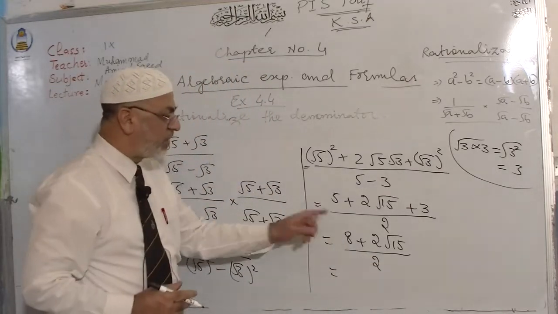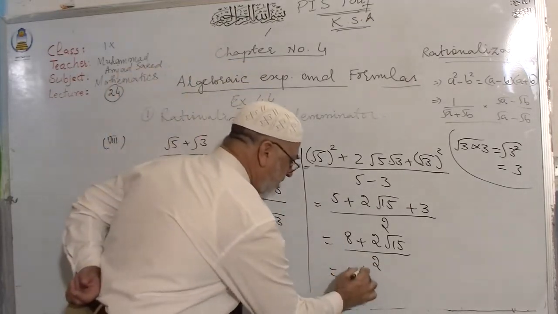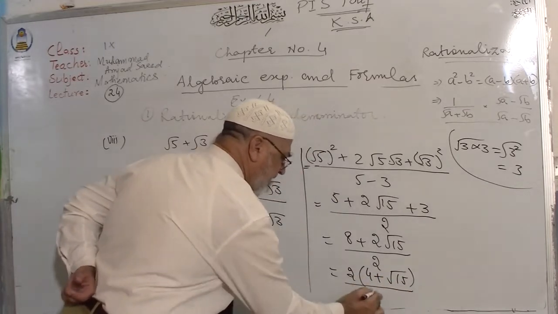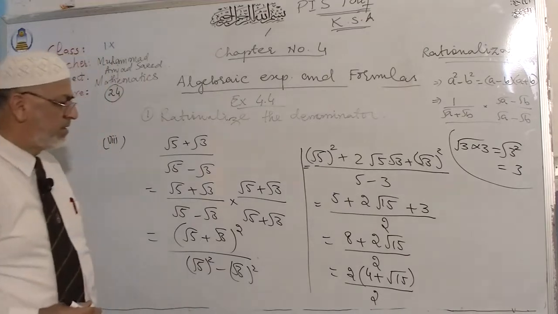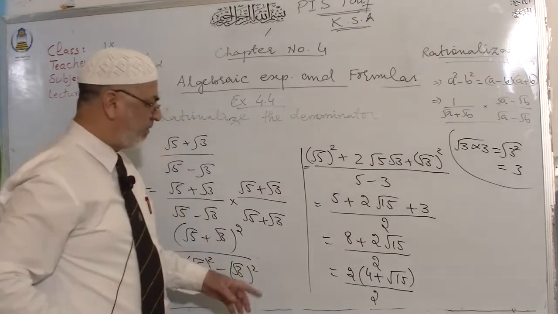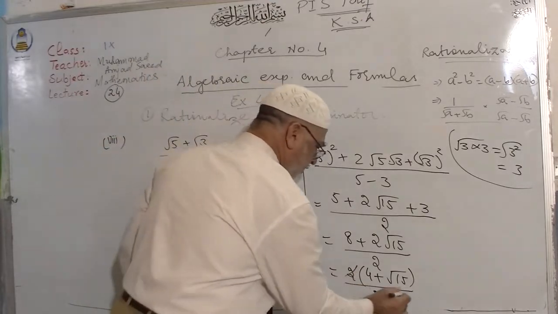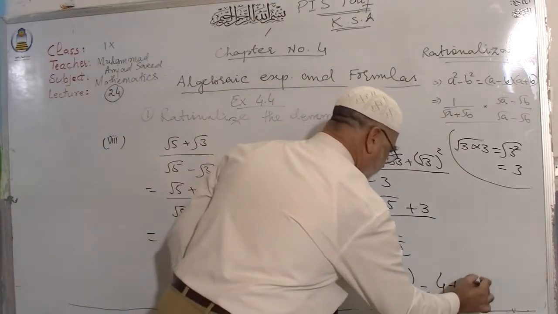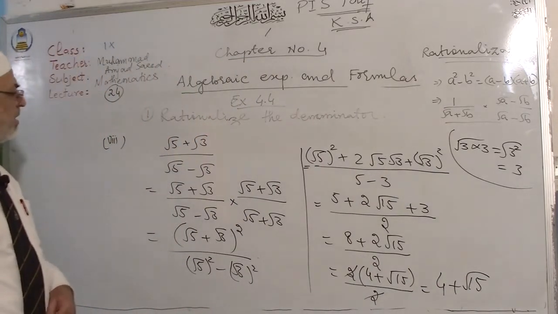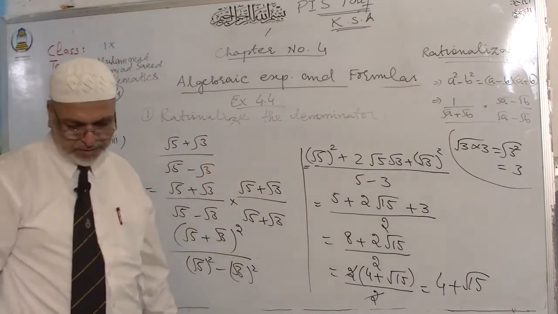Take 2 common from the numerator. 2 into 4 plus root 15, divided by 2. 2 common, 2 times 4 is 8 and 2 under 2. So you are dividing these numbers and the 2 cancels out. Your final answer is 4 plus root 15. So in this way we got our required answer.